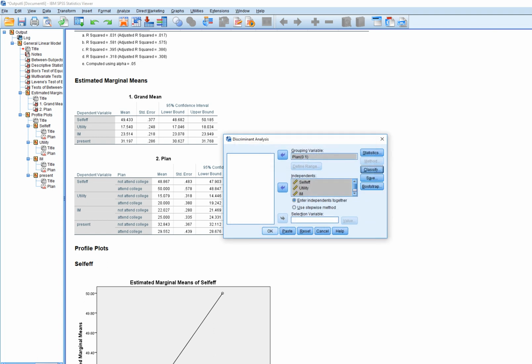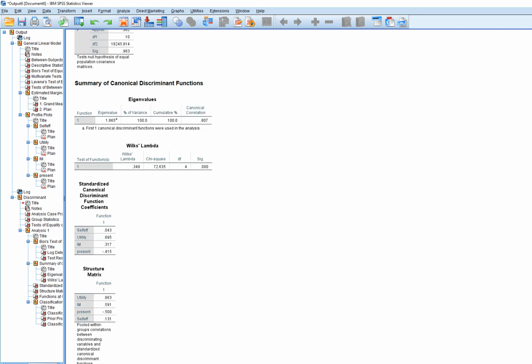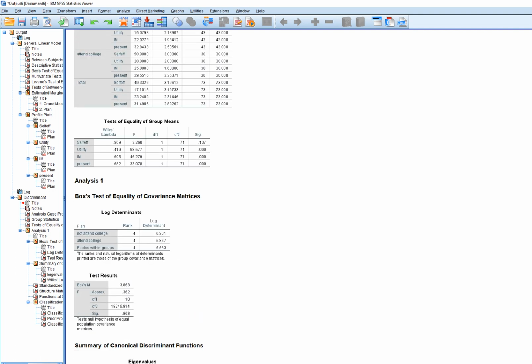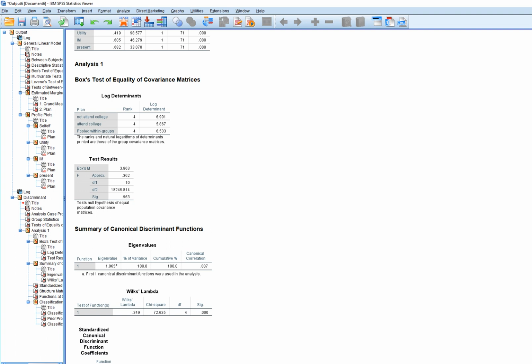Now we'll click on OK, and what's going to happen is that we are going to use the information from our original set of dependent measures that we're now treating as independent variables. We are essentially relating these variables to our grouping variable. So this is our plan variable, and these are our former dependent variables: intrinsic motivation, self-efficacy, perceived utility, and present orientation.